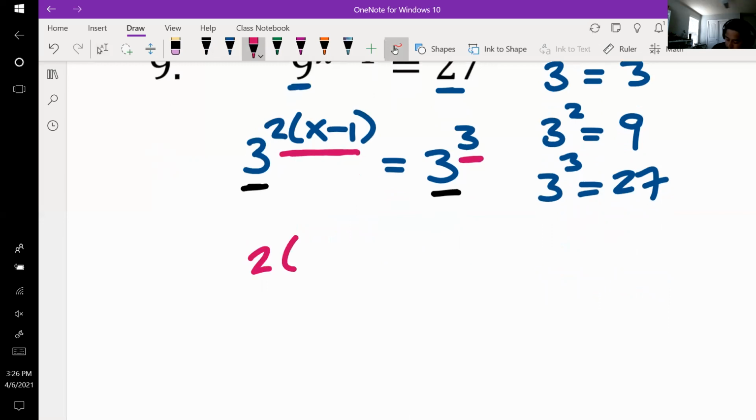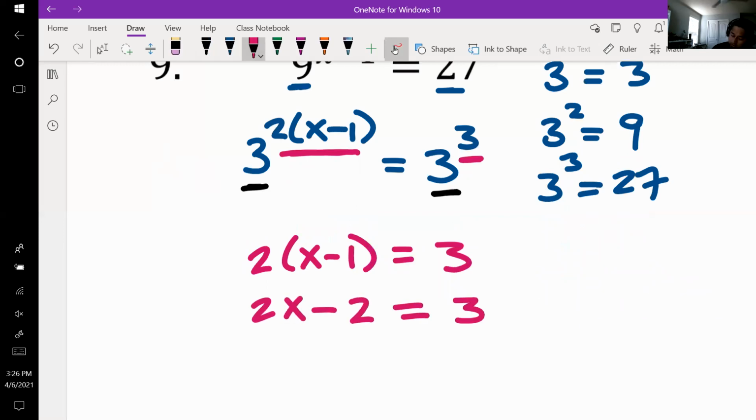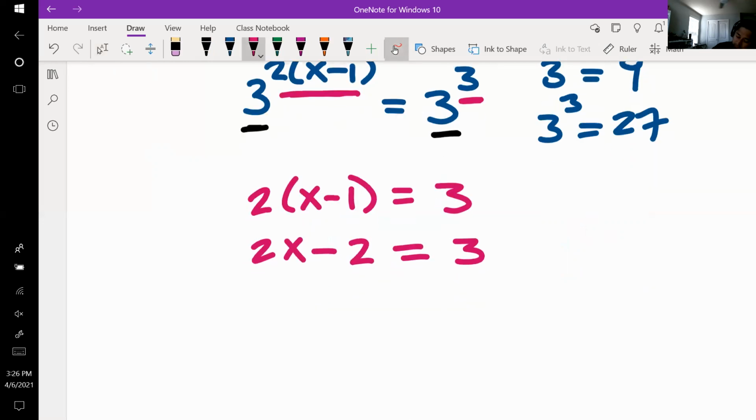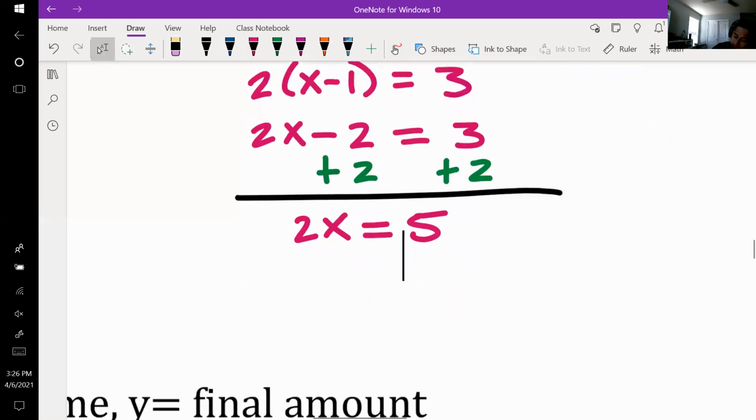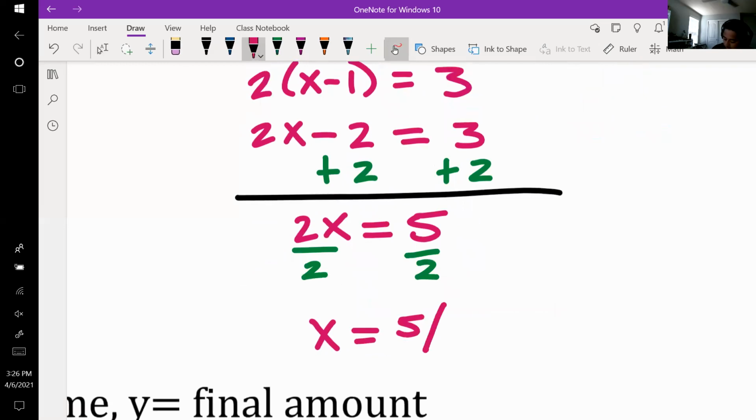So 2 times x minus 1 equal to 3. Solve for x. I get 2x minus 2 equal to 3. Add the 2 over. And 2x equals 5. Divide by 2. And x equals 5 halves. There we go.